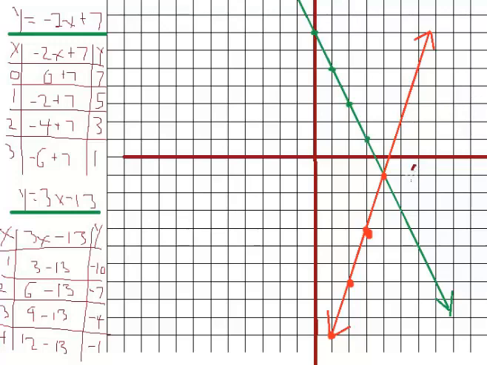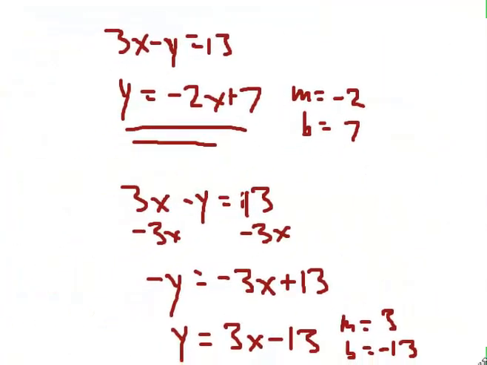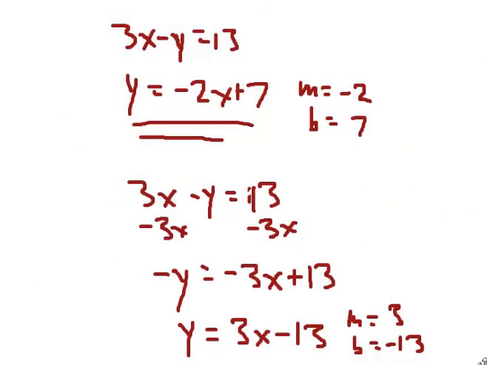They cross right here at 4 and negative 1. So the solution, we have x is the first number always, so x equals 4 and y equals negative 1. Let's go back and see if this works. We had 4 and -1. Let's go back to our initial equations, which are over here.